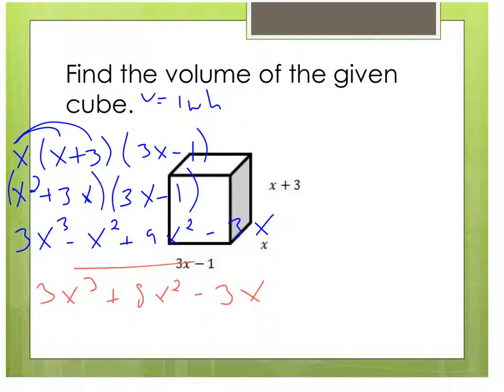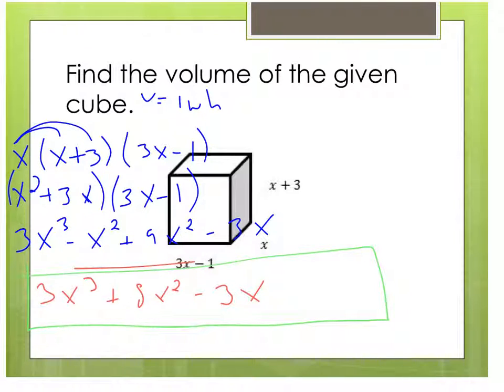This cannot be simplified any further because everything that could be has been combined already. So my final answer on this one is 3x to the third plus 8x squared minus 3x. Now I left some extra room in my answer because I know I'm not done until I assign some unit of measurement. Since I am asking for volume, our answer is going to be units cubed.